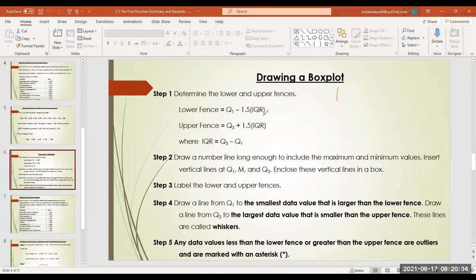Yesterday, can someone remind us how we find IQR? IQR is the same as interquartile range. Does anybody remember the formula or how we find IQR from yesterday? I'm going to give you a hint. You have to subtract one of the quartiles from the other. Does anybody remember how we find IQR, interquartile range? That was you take Q3 minus Q1. Perfect. Thank you so much. So that is interquartile range.